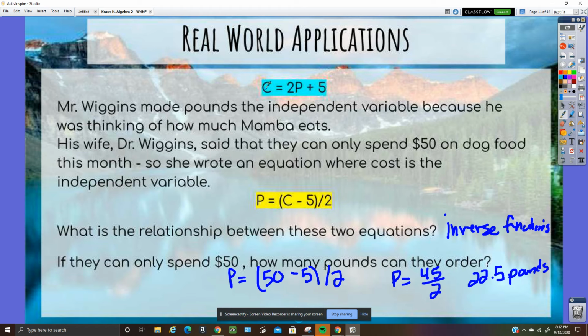Or if you plugged in here, this one, the same thing, you'd be solving for P. So if you plugged into this one, 50 is equal to 2P plus 5, then you'll get the same answer. So you subtract 5 first, and then divide by 2. So you could use either equation, but the second one, if you plug in the cost right here, you get the pounds. This one, if you plug in for cost here, you have to solve for pounds.